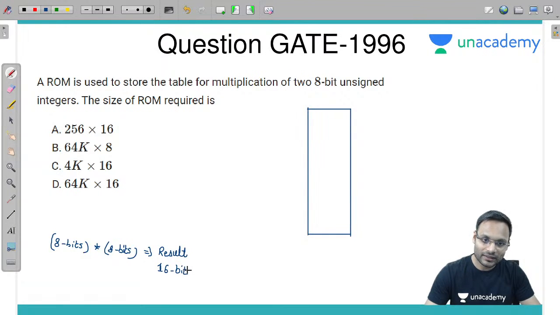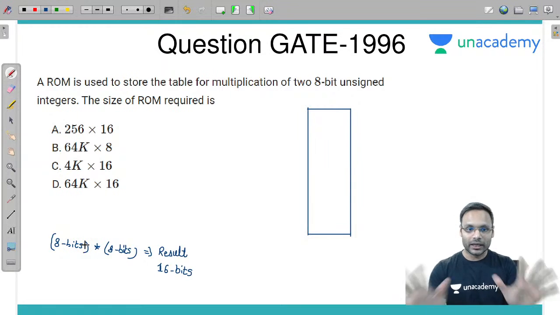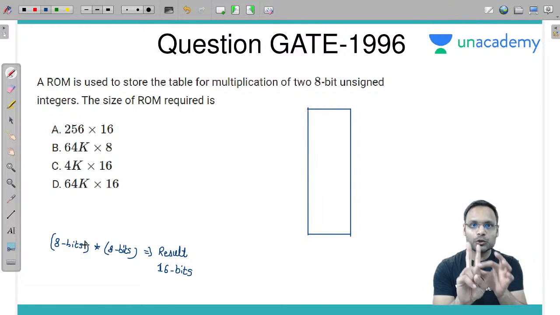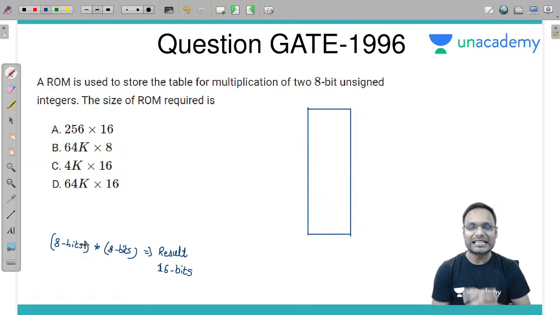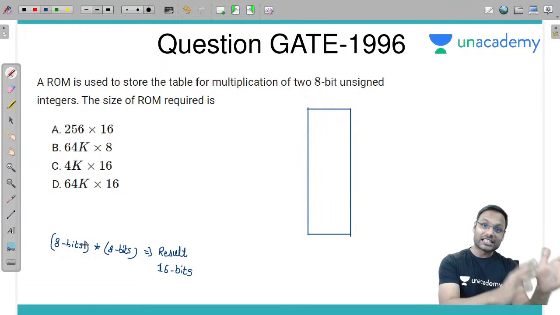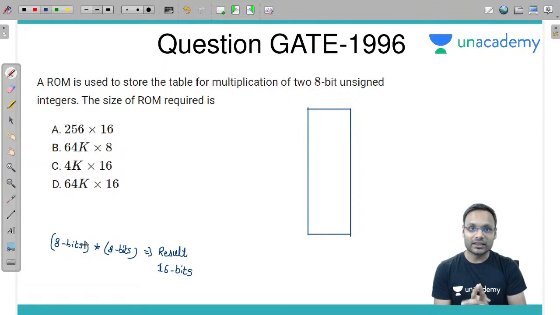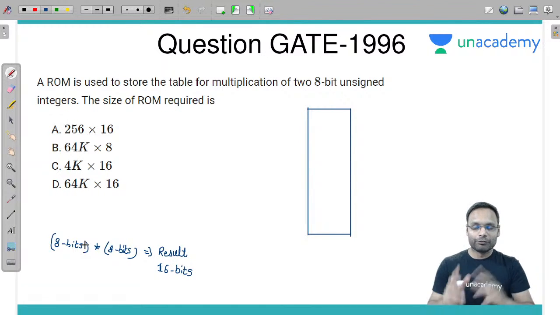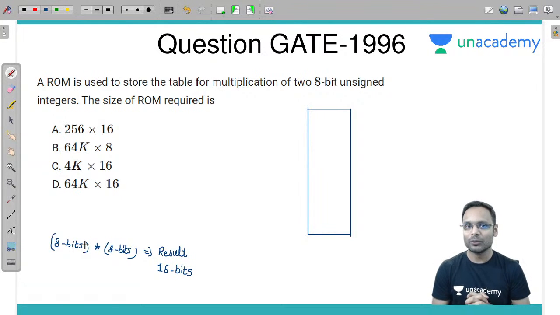How is that? Okay, let's take a simple example. Suppose you have two values of 4 bits each. Multiplication of 4-bit values can have a result of what? Let's learn in decimal. Remember what I told, 4-bit value. What is the maximum value which you can represent using 4 bits? 15, 1111. 15 into 15 is 225.